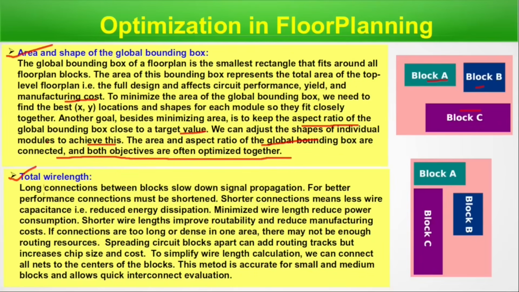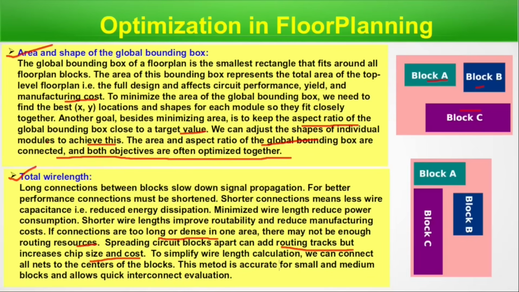Now total wire length. Long connections between blocks slow down signal propagation. For better performance, connections must be shortened. Shorter connections mean less wire capacitance, that is reduced energy dissipation. Minimized wire length reduces power consumption. Shorter wire length improves routability and reduces manufacturing cost. If connections are too long or dense in one area, there may not be enough routing resources. Spreading circuit blocks apart can add routing tracks but increases chip size and costs.